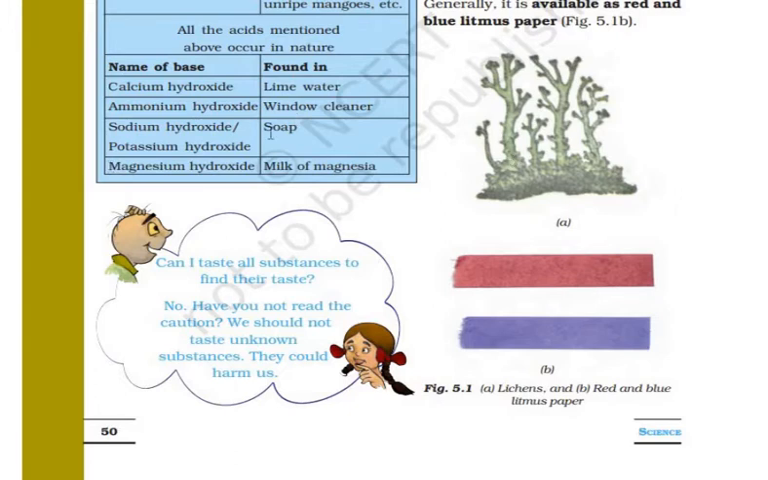Substances which are not edible can be tested using litmus paper or naturally occurring indicators. That is the right way to test the acidic and basic nature of substances which are non-naturally occurring. Magnesium hydroxide is present in milk of magnesia.